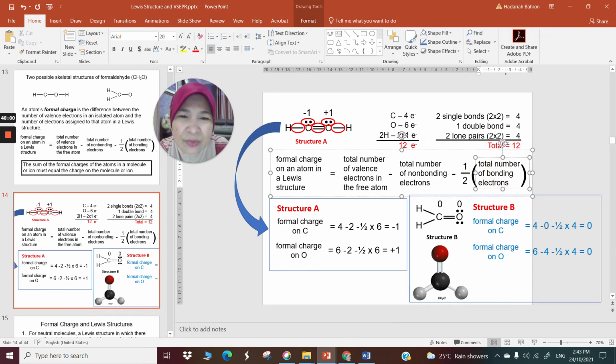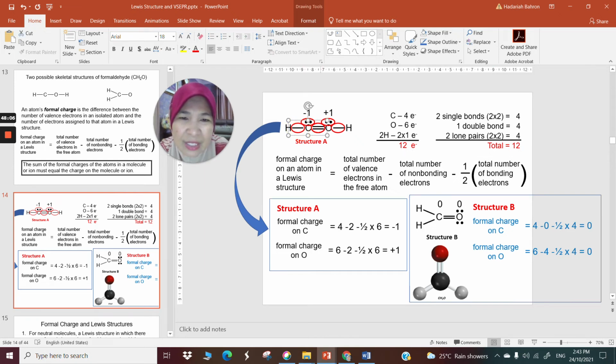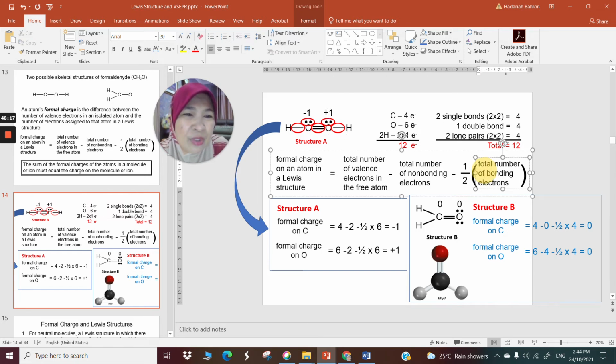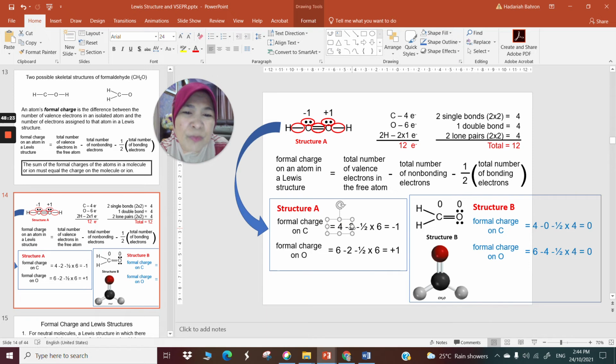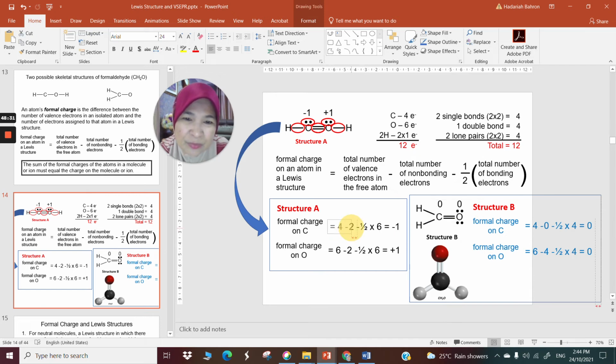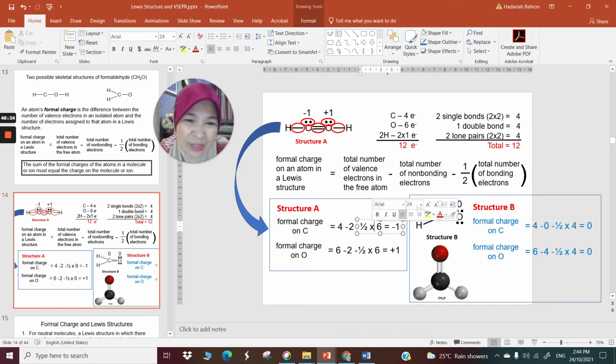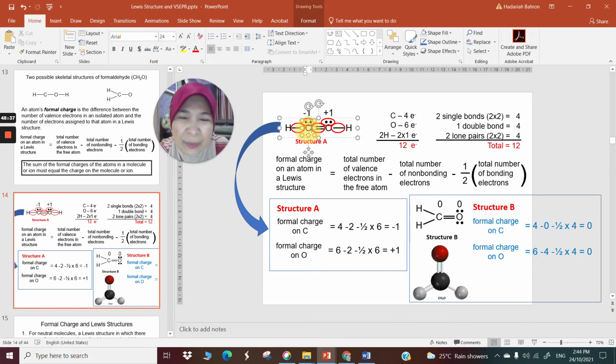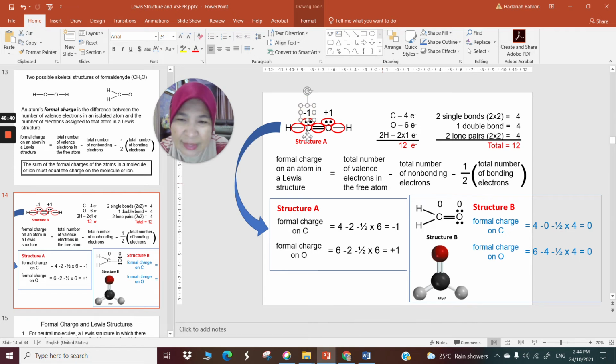Bonding electrons for carbon: you have 1 bond on the left and 2 on the right of carbon. So there are 3 bonds, that means 6 bonding electrons. So half of the total number of bonding electrons is half of 6, which is 3. So 4 minus 2 minus 3 is equal to minus 1, because 4 minus 2 is 2, and 2 minus 3 is minus 1. So the formal charge of your carbon here is minus 1.